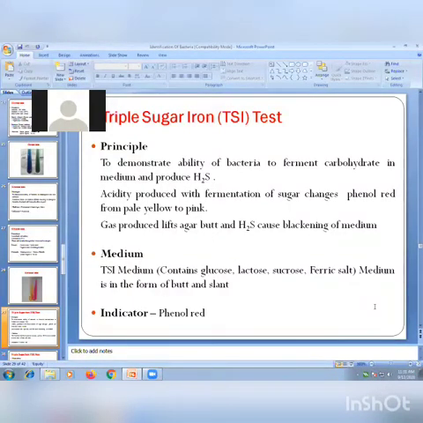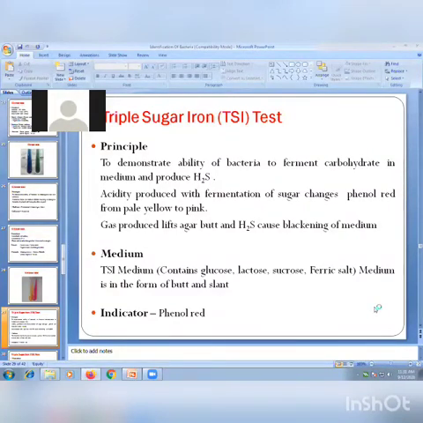Triple sugar iron test here to demonstrate the ability of bacteria to ferment carbohydrates in the medium and produce H2S. Acidity produced by the fermentation of sugar changes phenol red from pale yellow to pink. Gas production lifts the agar butt, and H2S causes blackening of the medium.